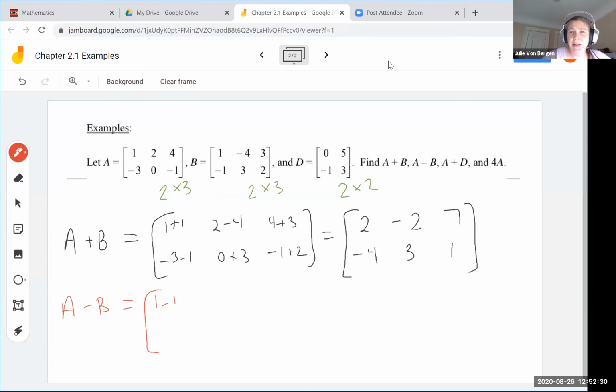A minus B is 1 minus 1 in the first entry. Then in the first row, second entry, we're going to have 2 minus negative 4, so this is going to become 2 plus 4. In the first row, third entry, we're going to have 4 plus 3. Oh, sorry, 4 minus 3.